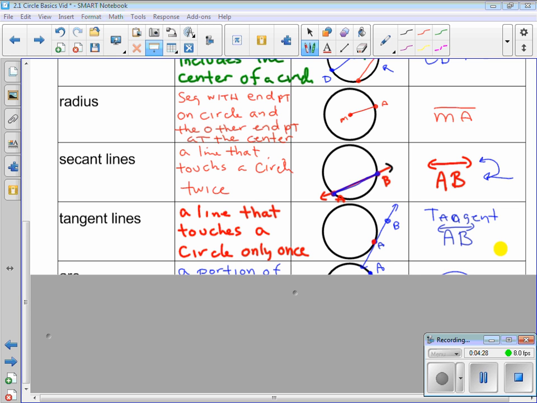And so if we were looking at naming that tangent line, we would again call it a line with these arrows on top. And we'd say, hey, that's tangent AB. I apologize for my N there. It got kind of messed up apparently.